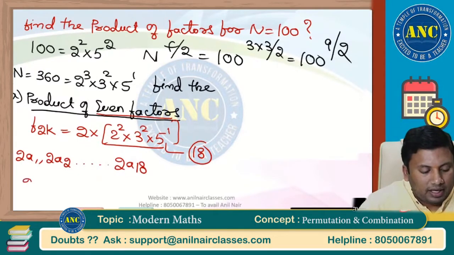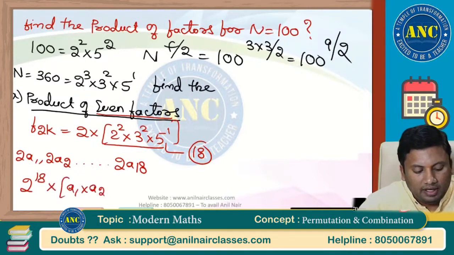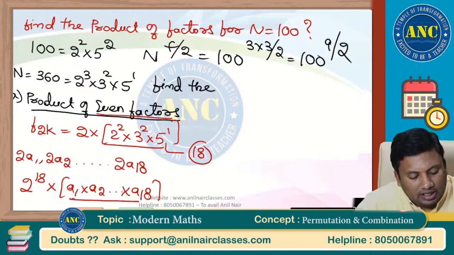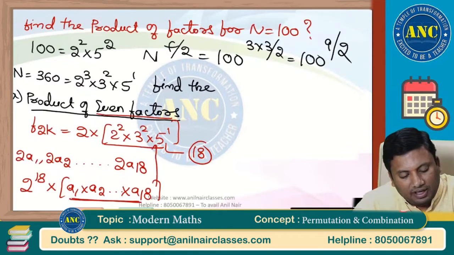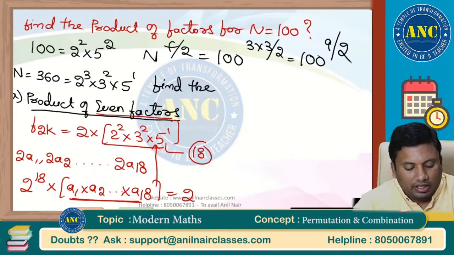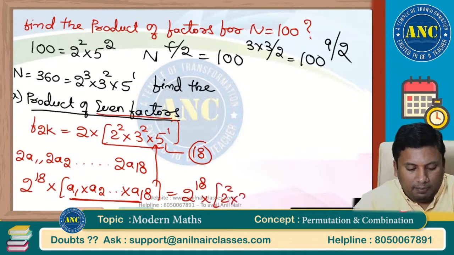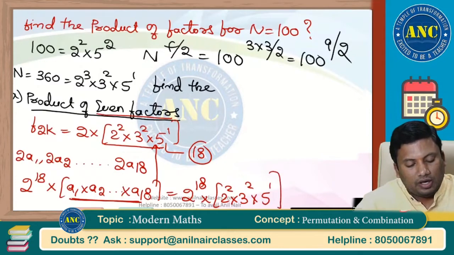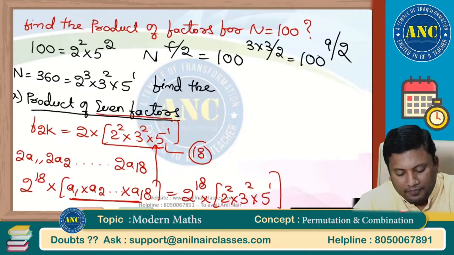Product: multiply 2 into 2 into 2, so it is 2 power 18 into a1, a2 till a18. What are these 18 factors? From where did we get them? From here. So it is nothing but product of the factors is number power number of factors by 2. The number is 2 square into 3 square into 5 power 1, and it is 18 by 2.